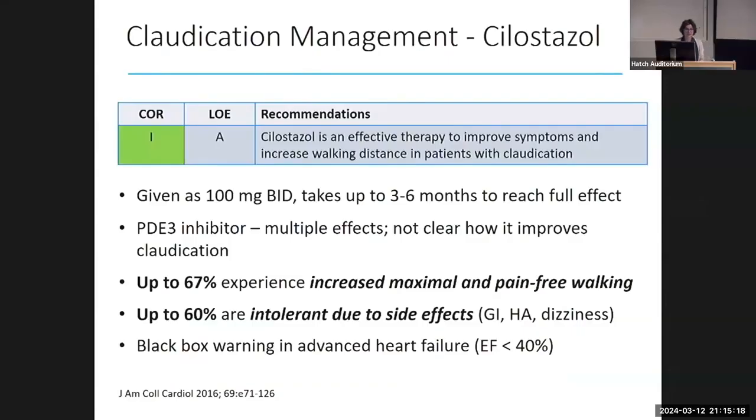So what about managing the patient with claudication and improving symptoms? Appropriate use of cilostazol. It needs to be given as 100 milligrams twice a day up to 3 to 6 months to reach its full effect. It's important to know that up to 2/3, if the patient can tolerate it, will have an improvement in their walking outcomes, but up to 2/3 don't tolerate it. And that's because of side effects of GI effects, headaches, and dizziness. And there's a black box warning in patients with heart failure.